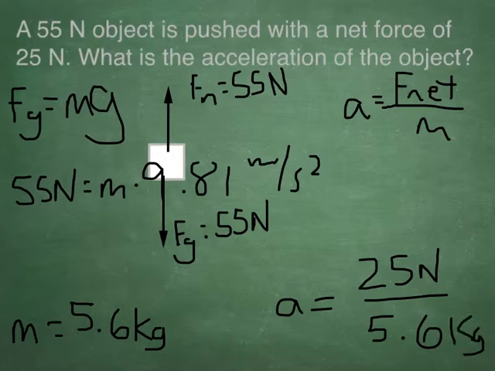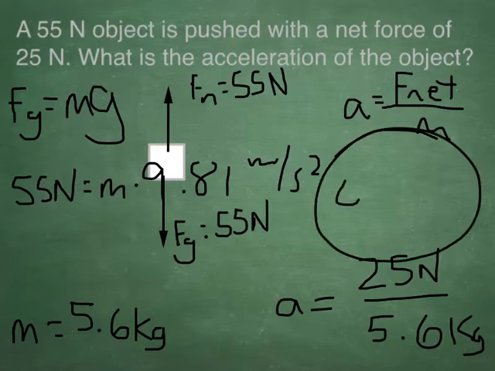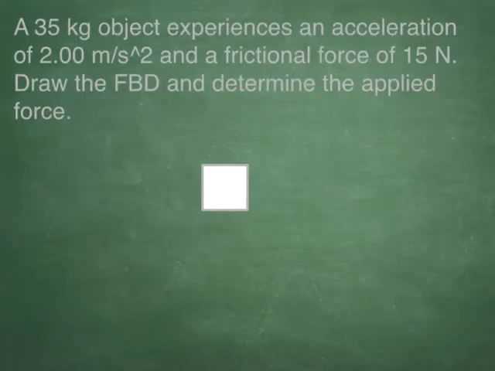If you divide those two numbers out, I think you'll find the answer here is 4.5 meters per second squared of acceleration. This problem is set up a little bit differently. We're given the mass of an object and told its acceleration, and we're also given a frictional force and asked to figure out the applied force.